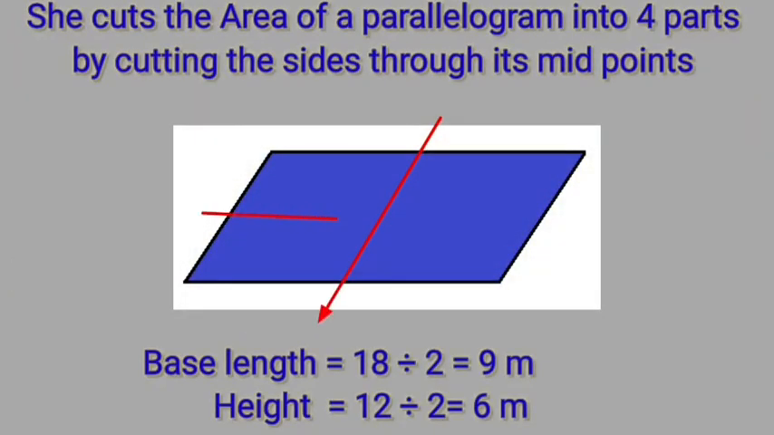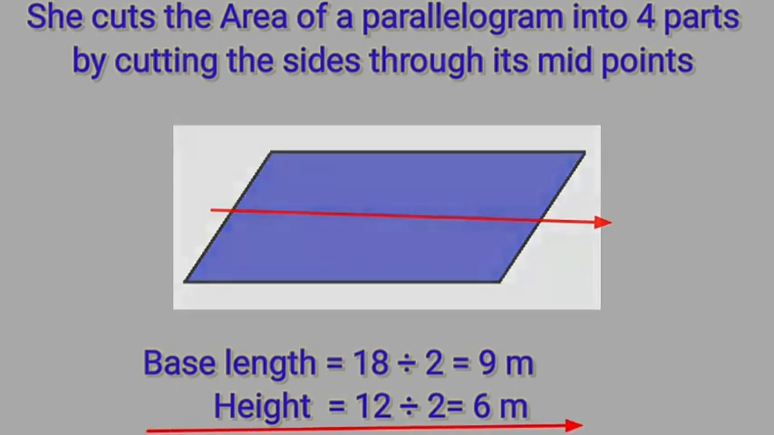She cuts the area of the parallelogram into 4 equal parts by cutting the sides through its midpoints, as shown in the figure. When she cuts a parallel side of the length through its midpoint, she gets 2 equal parts. So the total length is divided by 2. Similarly for the height. When she cuts a parallel side of the height through its midpoint, she gets 2 equal parts. So the total height is divided by 2.